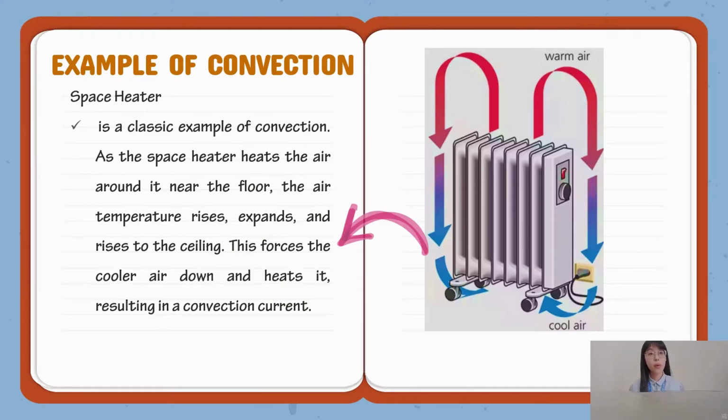Example of convection. One example of convection is the space heater. A space heater is a classical example of convection. As the space heater heats the air around it near the forces, the air temperature rises, expands, and rises to the ceiling. This forces the cooler air down and it will be heated, resulting in a convection current.